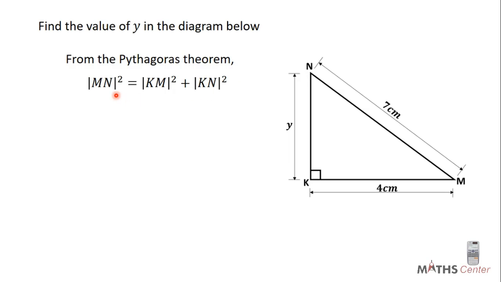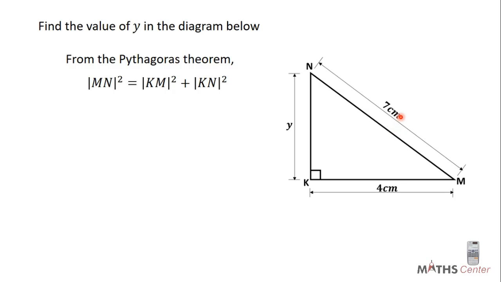The square of the hypotenuse is equal to the sum of the squares of the other two sides. So MN squared is equal to KM squared plus KN squared. Remember that the hypotenuse is always the side facing the right angle. So here's the right angle. The side facing it is MN. So you square that side, it is equal to the sum of the squares of the other sides, so KM squared plus KN squared.